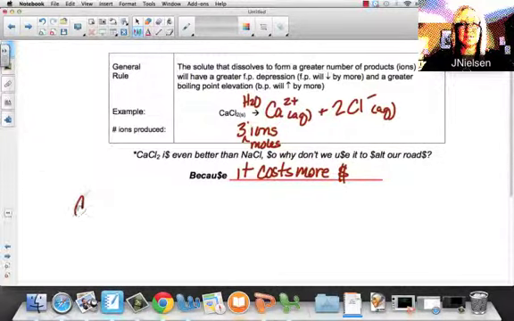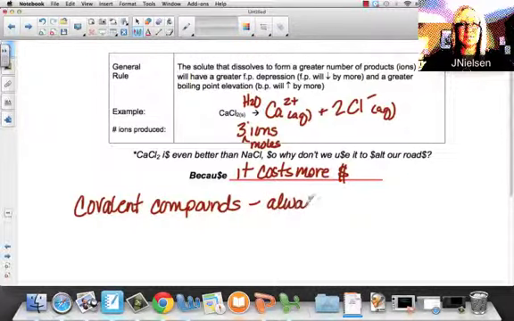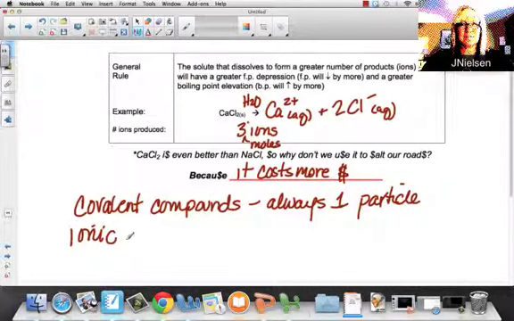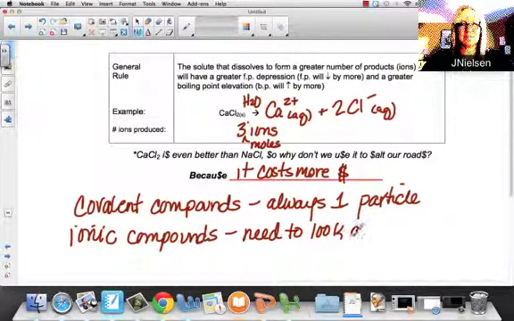So let's just review that. Covalent compounds don't dissociate. Covalent compounds always form 1 particle. And for ionic compounds, you need to look at the dissociation reaction.